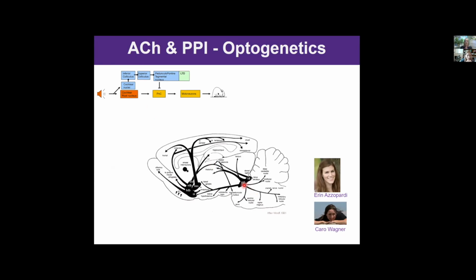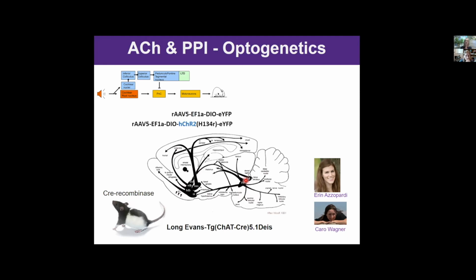So we injected an optogenetic virus here into the PPT. So this is the PPT, the pedunculopontine tegmentum. And this is the projection to the reticular formation, where it inhibits startle. So Erin Azopardi, a PhD student in my lab, and Caro Wagner, who was a German exchange student, used Long Evans transgenic rats that express Cre recombinase under the ChAT promoter. That means only cholinergic neurons would express Cre recombinase.